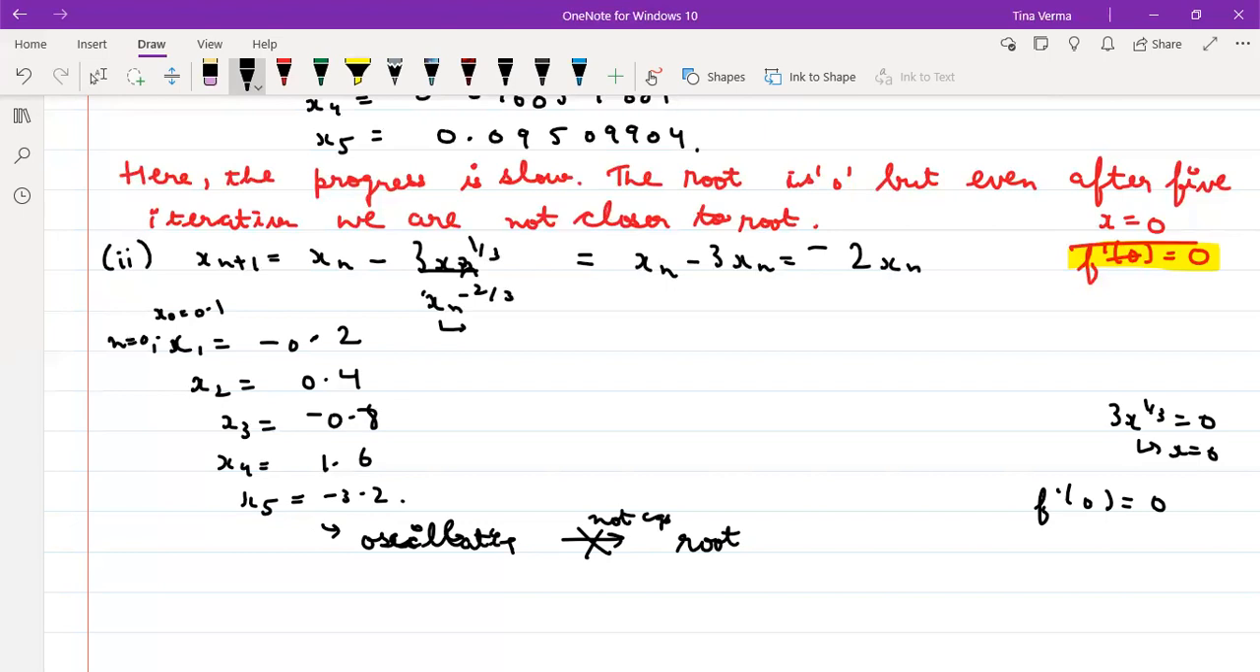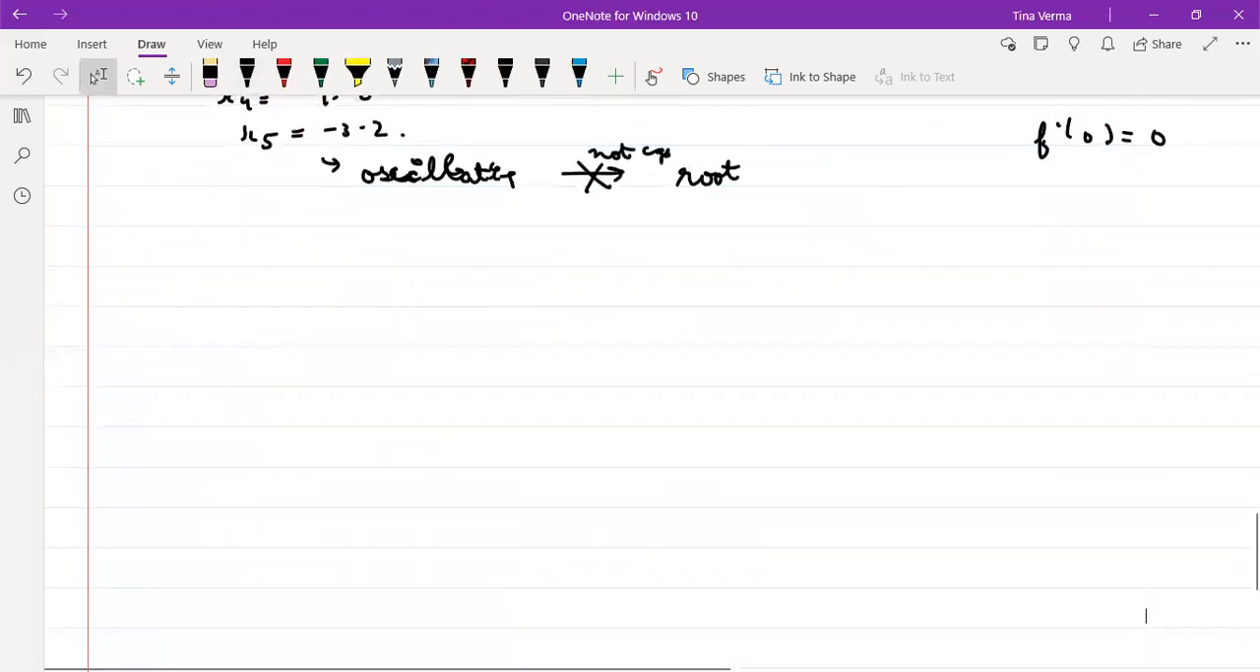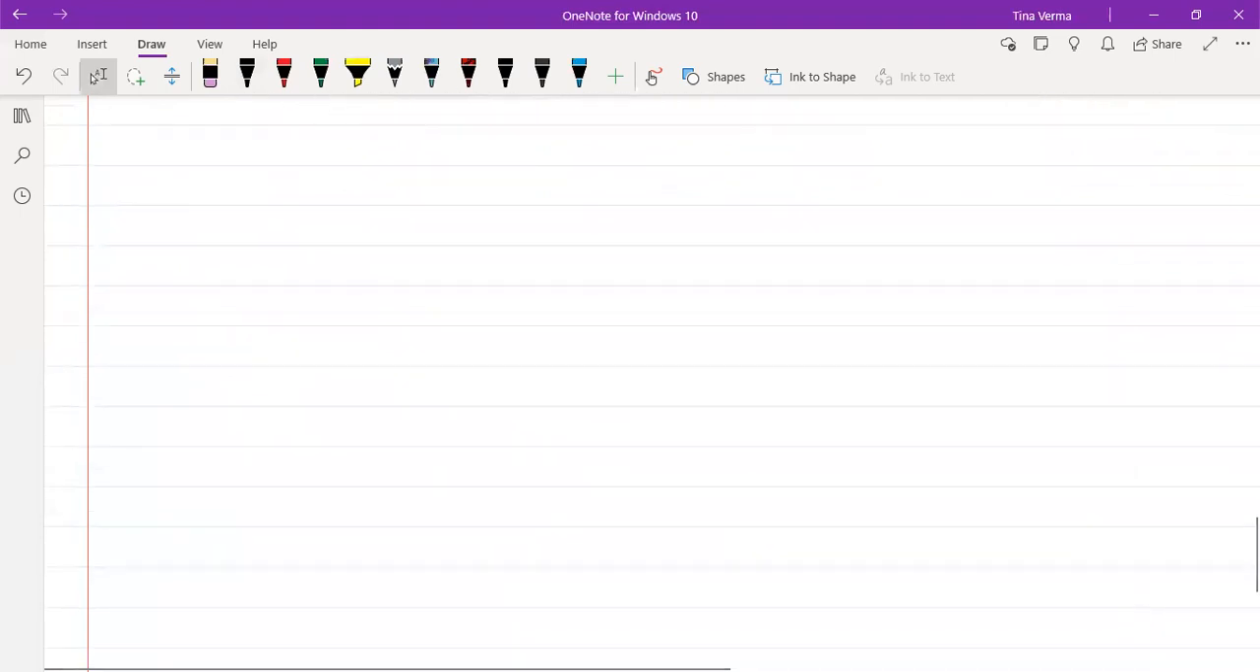Fine. Next we are doing modified Newton's method.